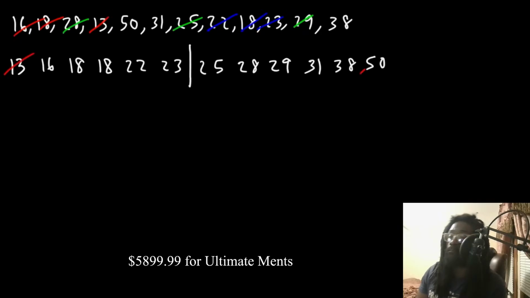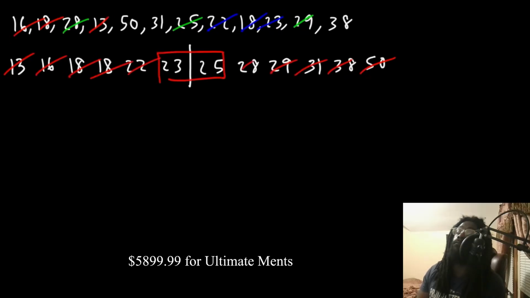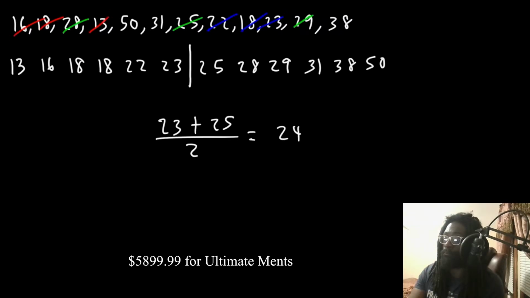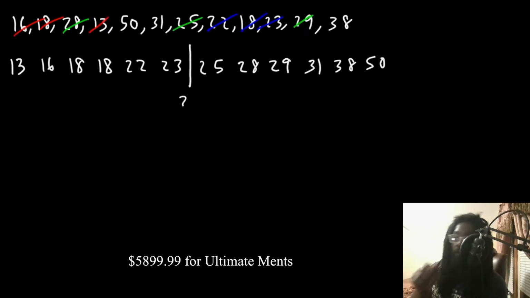If we eliminate the first two, and then the next two, and so forth, we will eventually get to these two numbers. So what is the average between 23 and 25? If you add up those two numbers and divide by 2, you're just going to get the midpoint of 23 and 25, which is 24. So 24 is the second quartile. This is the Q2 value.